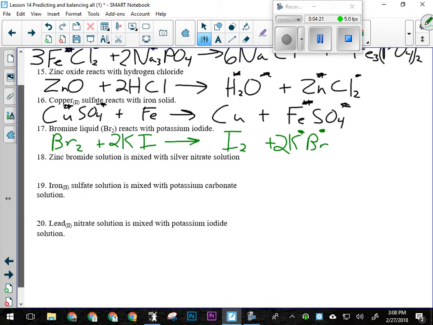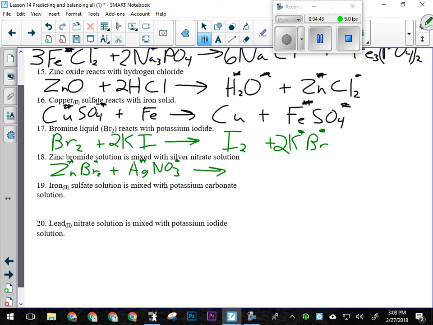All right, so on 18, I've got zinc bromide. So zinc with bromine, okay? This is a -1 and this is a +2. So we're looking at ZnBr2 is mixed with silver nitrate solution, AgNO3, okay? That's something that'll catch people lots of times on a quiz or a test. Nitrate is NO3, not N. This is a -1, this is a +1, so that compound is fine the way I have it written.